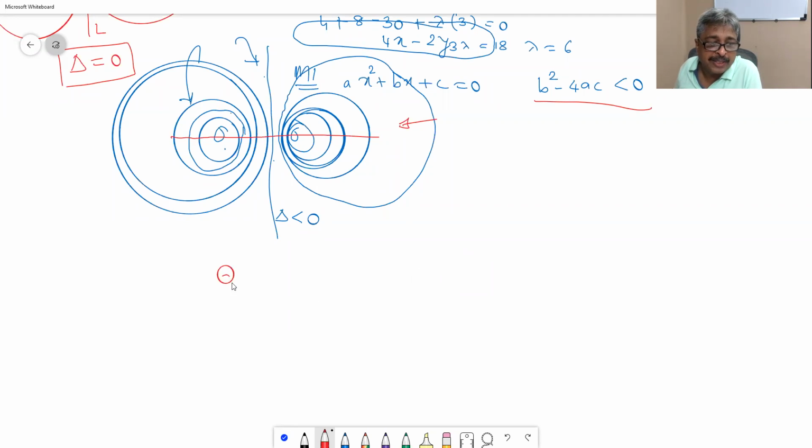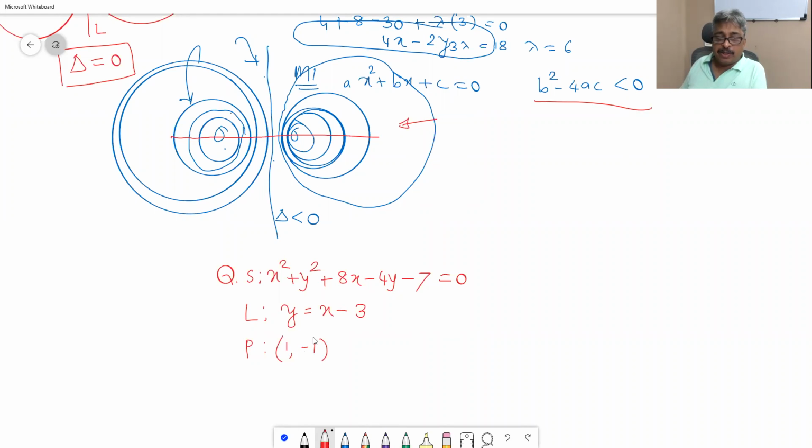So, problem. Question, exactly similar. x square plus y square plus 8x minus 4y minus 7 is equal to 0 is the equation of a circle, and the equation of the line is y is equal to x minus 3. Point P is (1, -1). Find the equation of the circle passing through the intersection of S and L and passing through P. Let us see whether you can do it quickly or not.